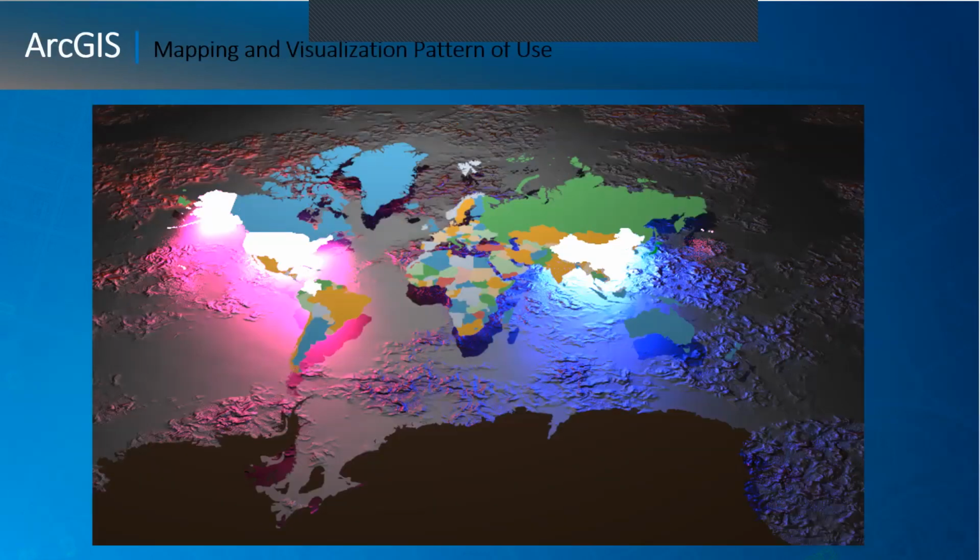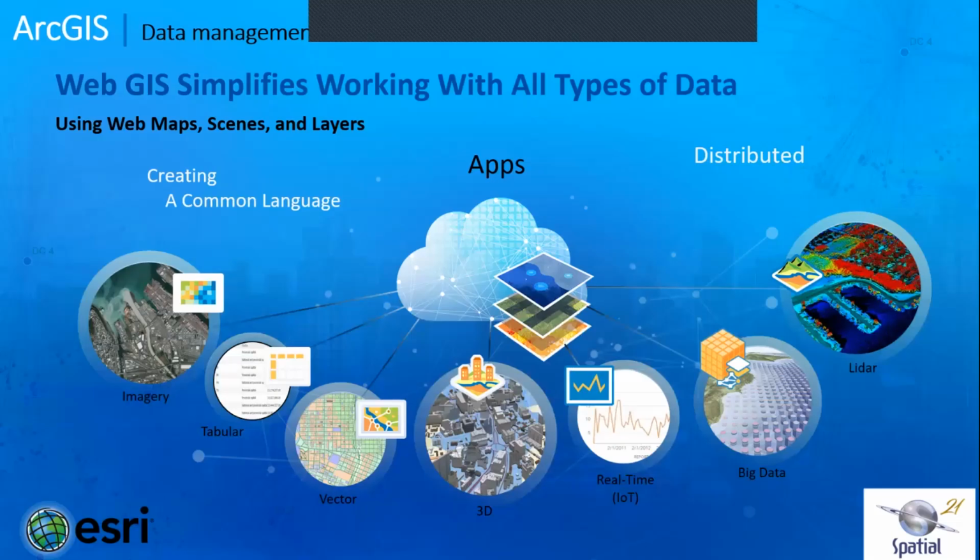So for mapping and visualization, this allows you to understand location and relationships with maps and visual representation all over the world. GIS is used right around the world, and sometimes we use GIS and don't even know it. But GIS is used right around the world for mapping and visualization.